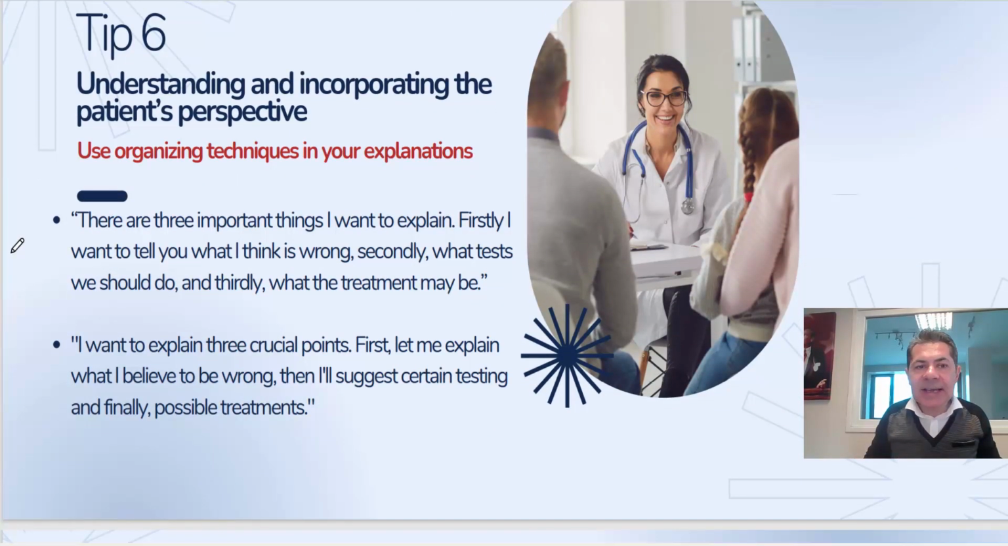Use organizing techniques in your explanations. For example, you can say, there are three important things I want to explain. Firstly, I want to tell you what I think is wrong. Secondly, what test we should do. And thirdly, what the treatment may be. Or: I want to explain three crucial points. First, let me explain what I believe to be wrong. Then I will suggest certain testing. And finally, possible treatments.